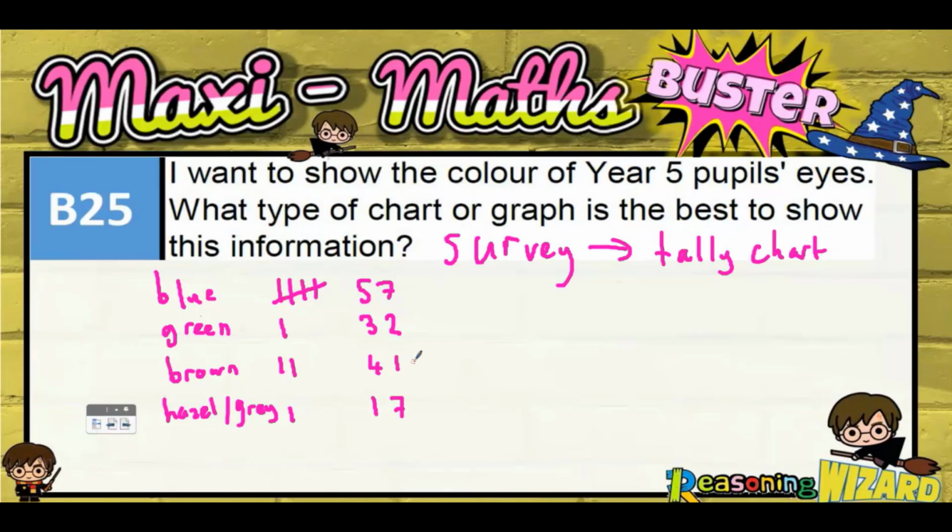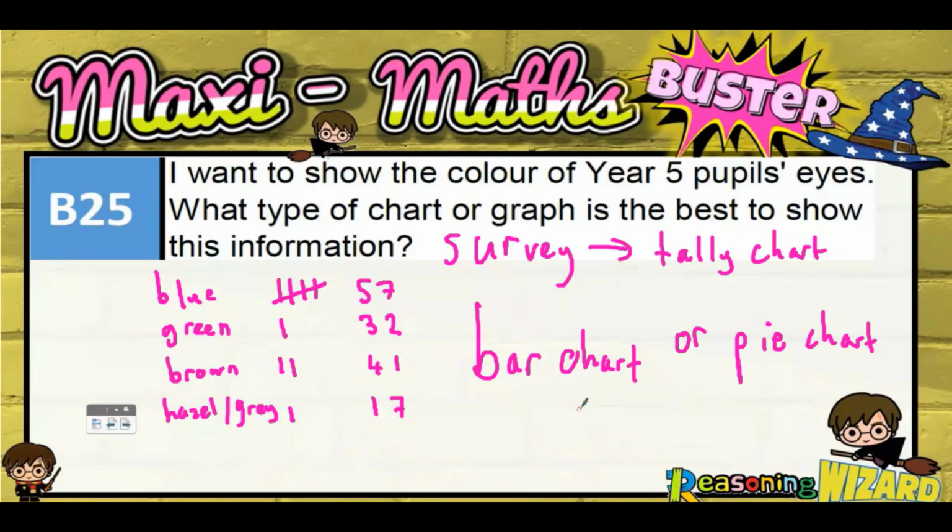And then what you do then is you would take these numbers and you could either do a bar chart or a pie chart. Now, with a bar chart, that shows you just how many people would have each colour of eyes. Or a pie chart would show you the percentage of the total of year 5 that would have each colour.